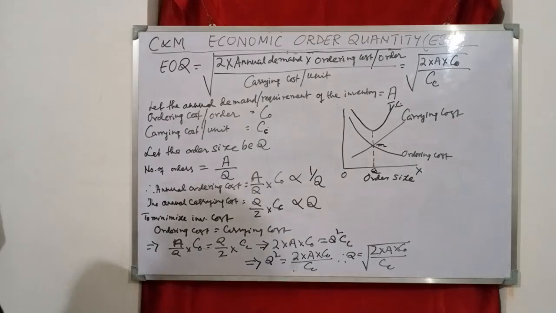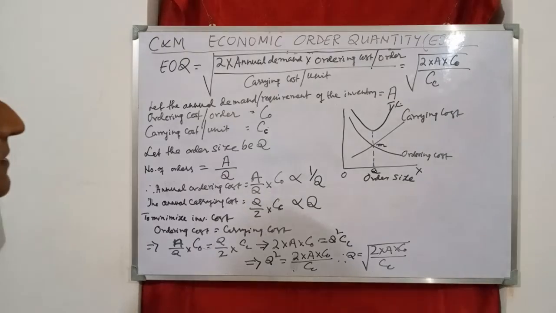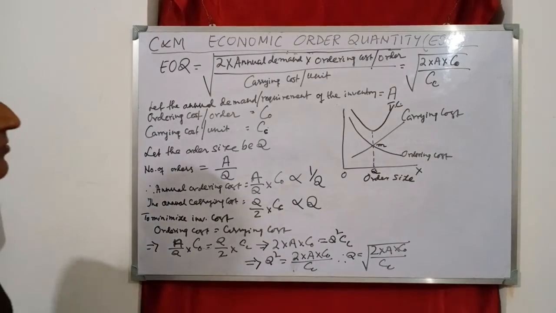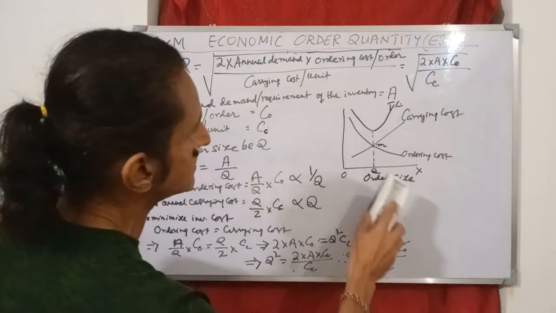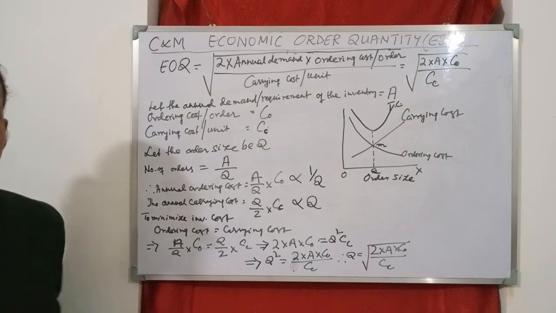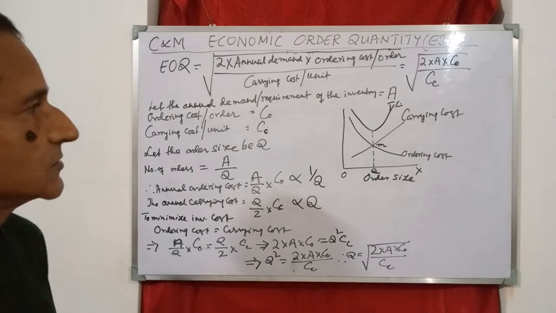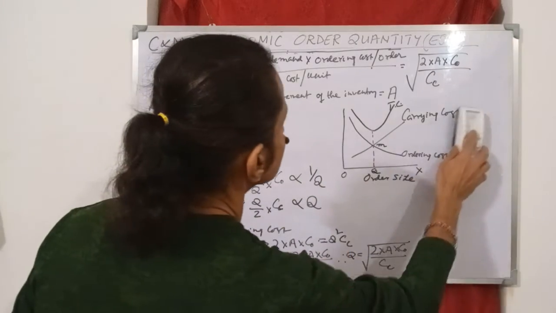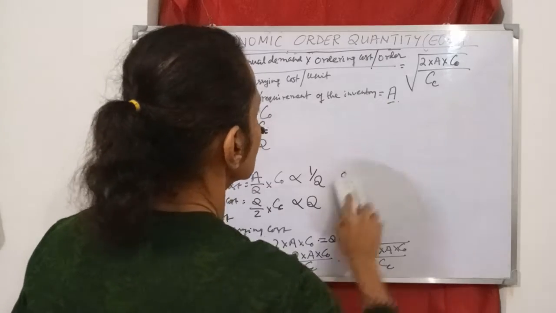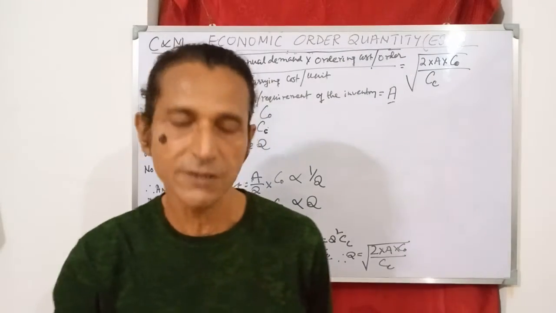Now I shall derive the same formula by using calculus, and for that I have to erase this diagram. I am erasing this diagram, okay? Because I am facing a lack of space. Until I erase this part, I cannot proceed further. So I take liberty to erase this part. Here I will show how you can derive the formula of EOQ by using calculus.